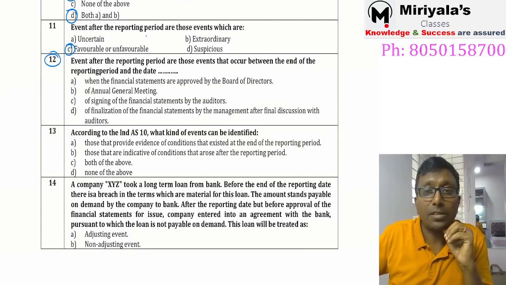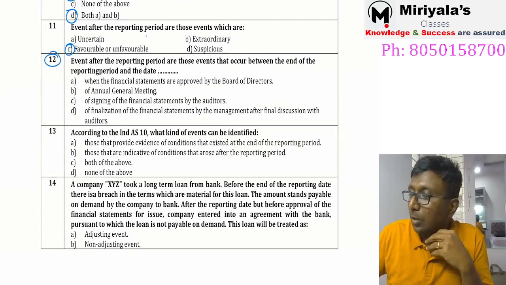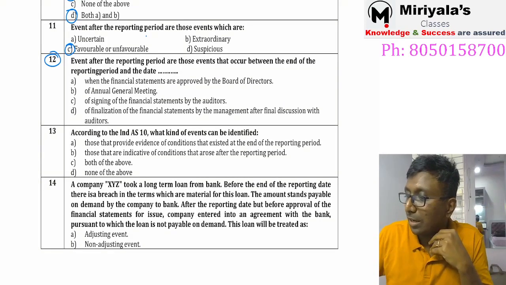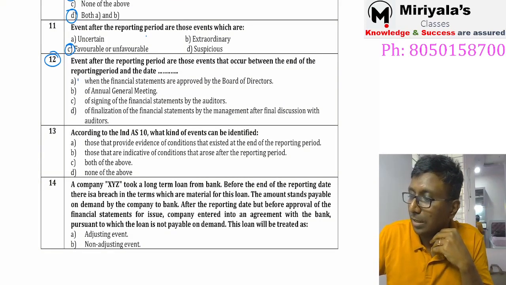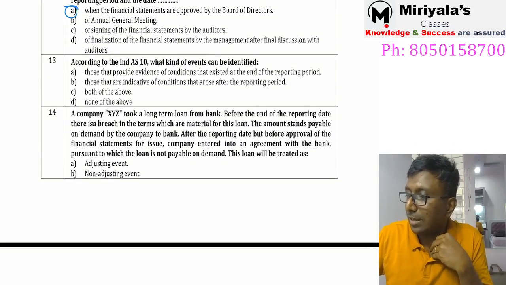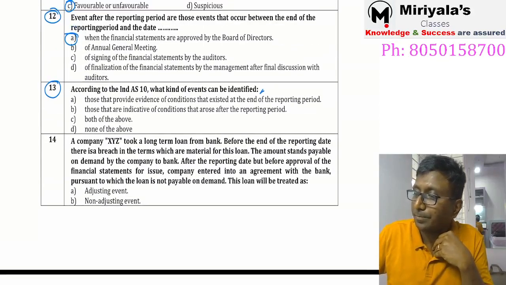Correct? Right. Let's get into the 12th bit. What does the 12th bit say? Events after the reporting date are those events that occur between the end of the reporting period and when the financial statements are approved. This is a repetition again. According to Ind AS 10, what kind of events can be identified?